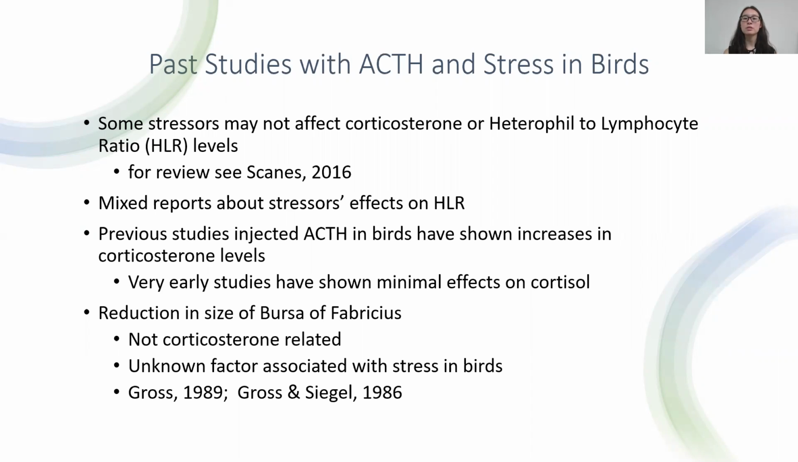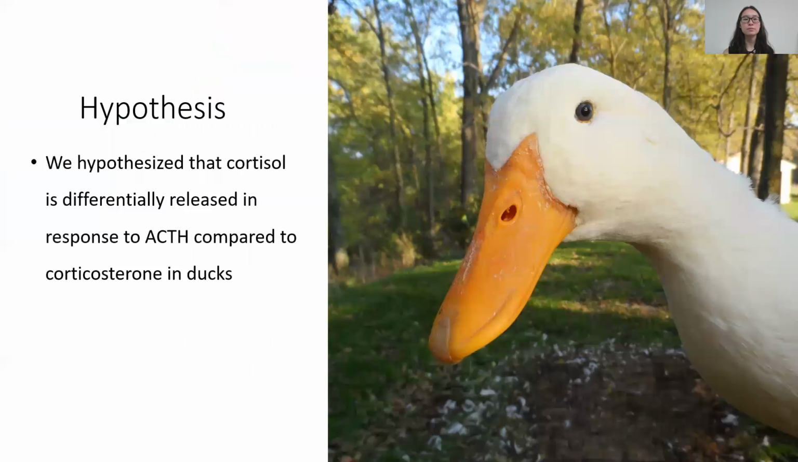There were also mixed reports from various studies about the stressor's effects on HLR. Previous studies have injected ACTH into birds and have seen an increase in corticosterone levels and mixed effects on cortisol. There was also another study done where ACTH was injected into ducks, again showing an increase in corticosterone, but cortisol was not measured. Other studies have shown that chronic stress reduces the size of the bursa of Fabricius, but this is unrelated to corticosterone, but it's still hypothesized that there is an unknown factor associated with stress in birds.